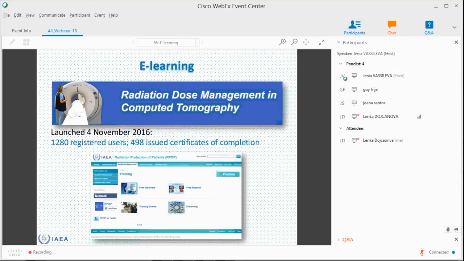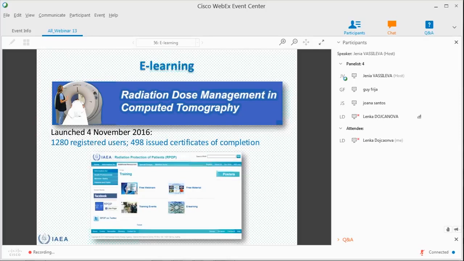I want to encourage you to learn more on this topic by using the e-learning that the IAEA launched in November last year, and since then we have more than 1,200 registered users and almost 500 certificates of completion have been issued. You can find this e-learning on radiation dose management in CT from the training page of the RPOP website.